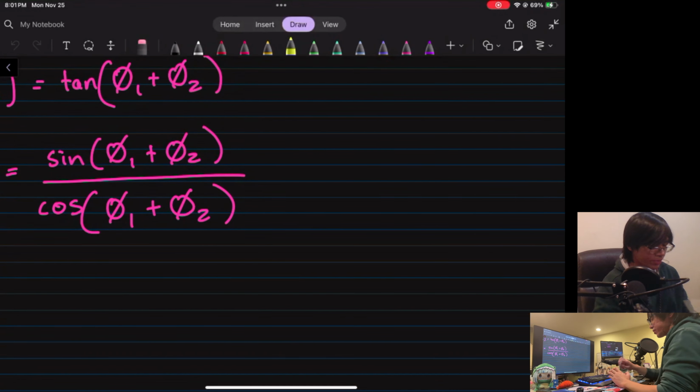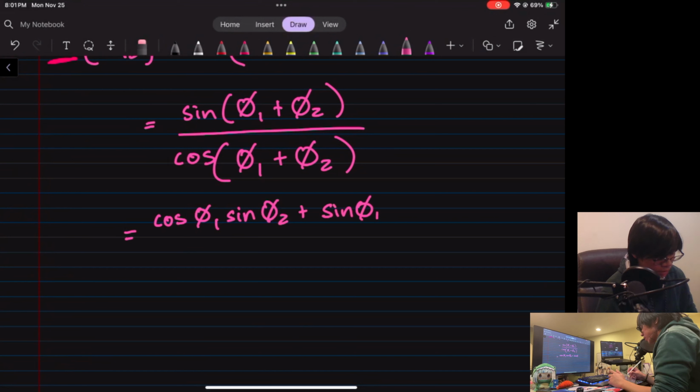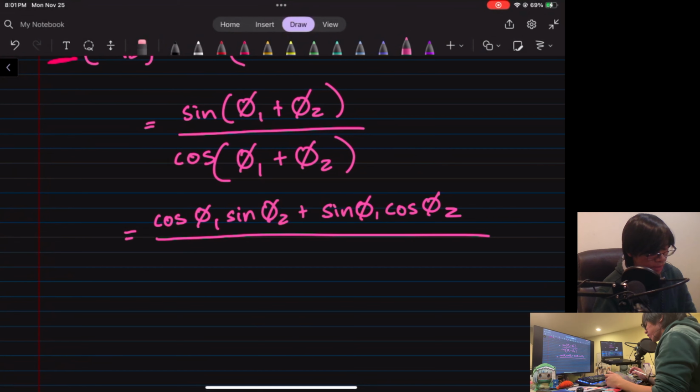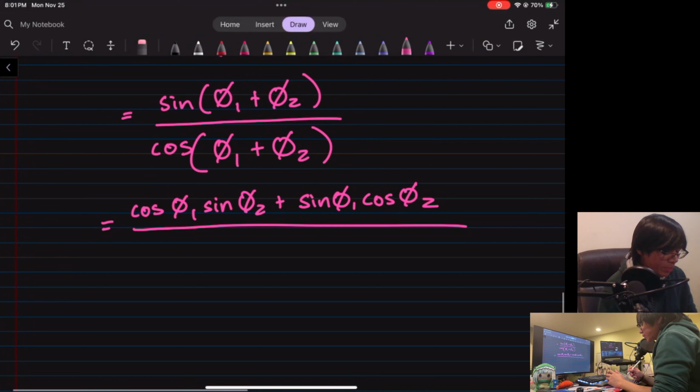If I could do this. So it is cosine phi 1 sine phi 2 plus sine phi 1 times cosine phi 2. And I believe we've used the sine one before when we were deriving something in the previous video. Can't remember off the top of my head.